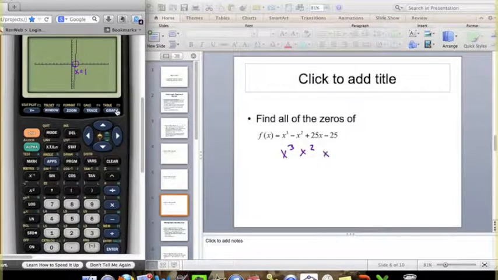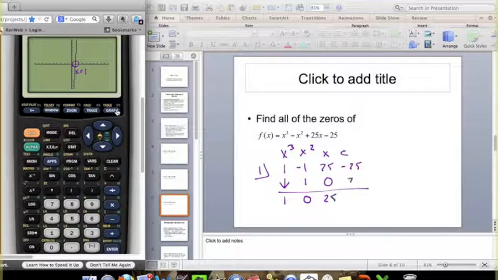For synthetic, we start at our highest power and count down. Write our coefficients. We're going to plug in the one solution that we found, which is 1. The process is carry down, multiply, add, multiply, add, multiply, add. You must end up with a 0 as your last value. That's what lets us know that this is really truly a solution.